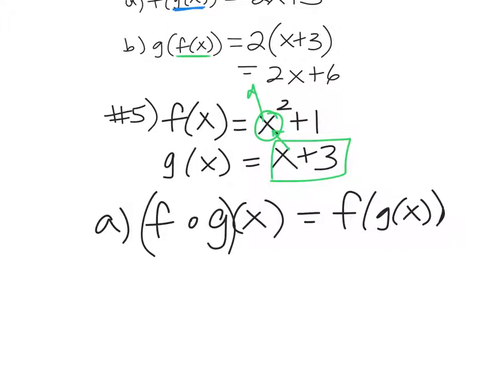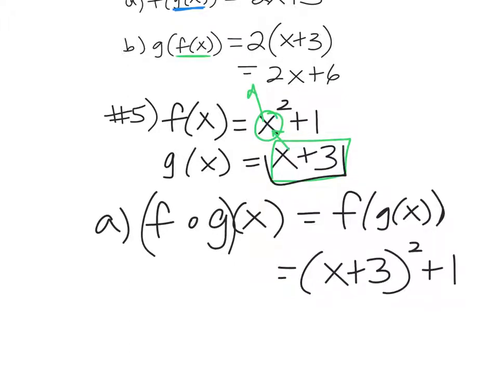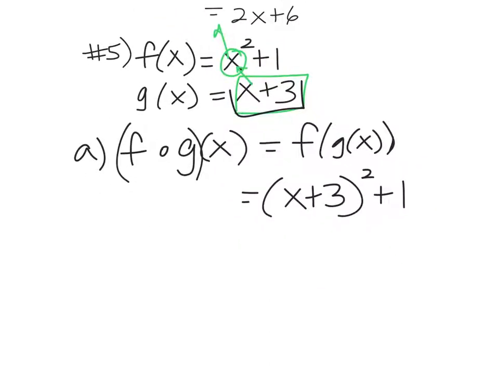You get that? x plus 4? No. It's squared, though. Oh, yeah, we do have to FOIL. So this is going to be x plus 3 squared plus 1. Like if I told you what's f of 5, you would do 5 squared plus 1, right? What's f of negative 3? Negative 3 squared plus 1. What's f of g of x? x plus 3 squared plus 1. You're replacing it. All right, and then you FOIL that out.